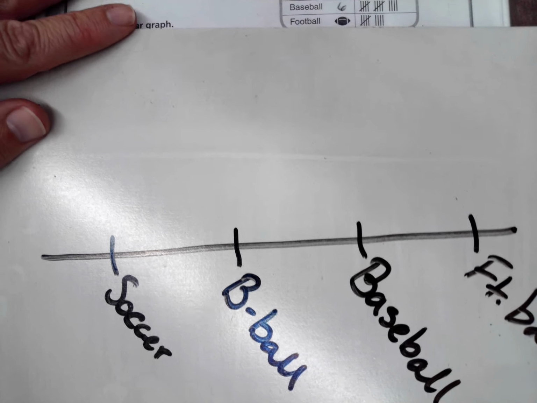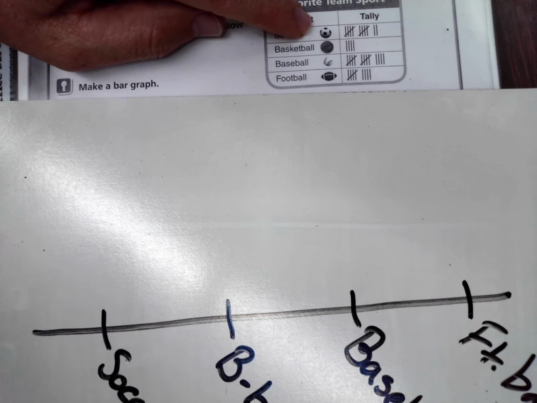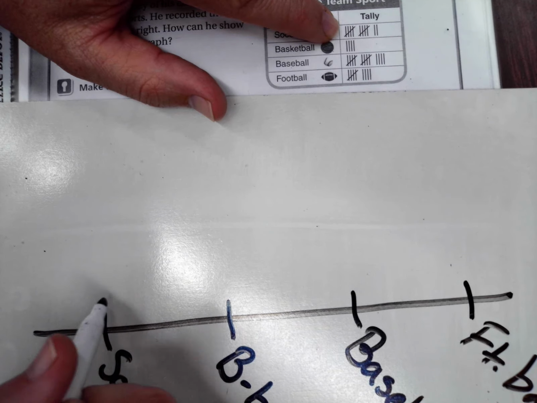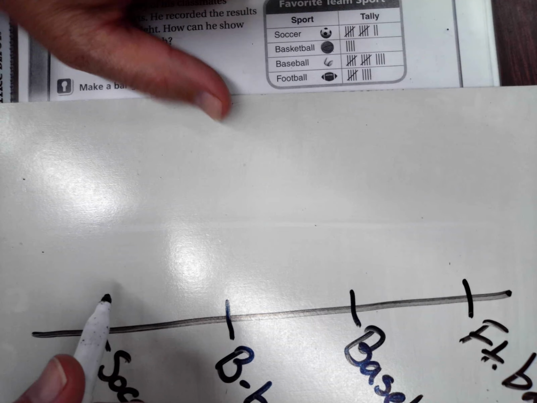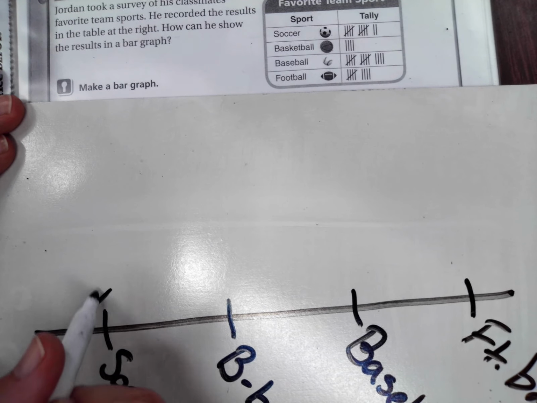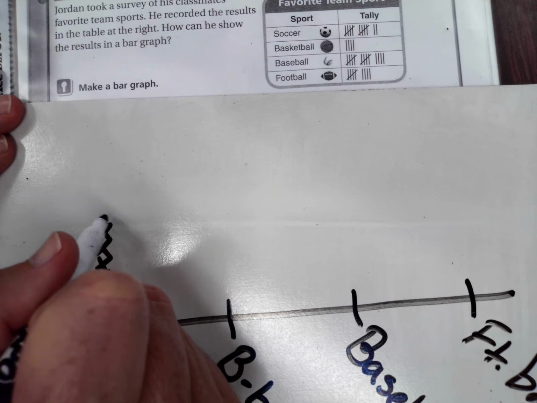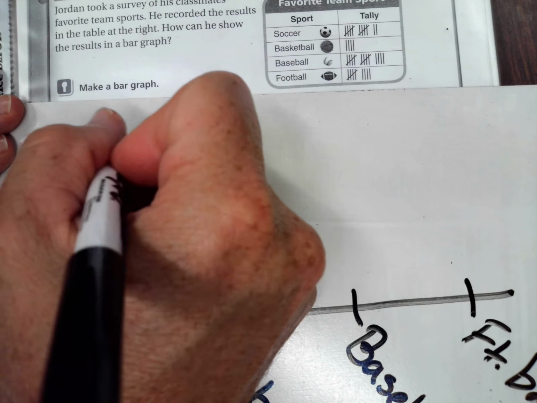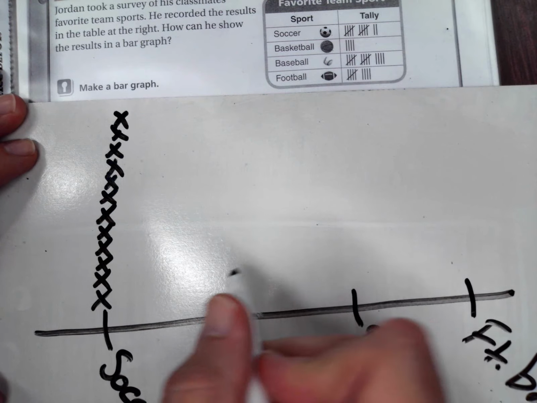So what I'm going to do for this data is, for every time I see one of the hash marks, I'm going to change it from a hash mark to an X. So if I have 12 people who like soccer, I would have 1, 2, 3, 4, 5, 6, 7, 8, 9, 10, 11, 12. For basketball I would only have 4 X's.